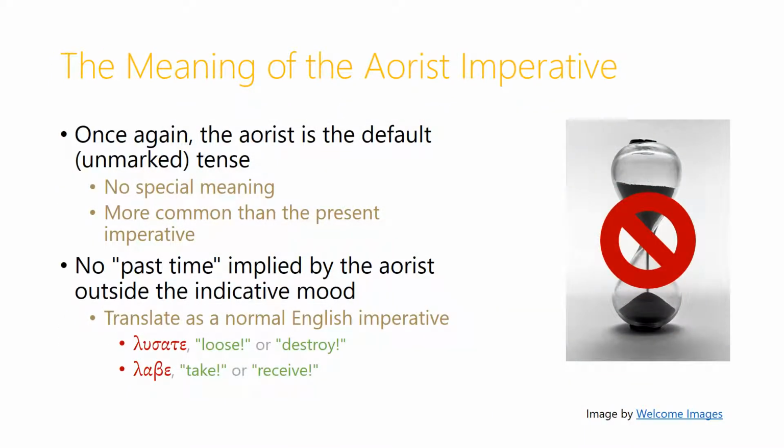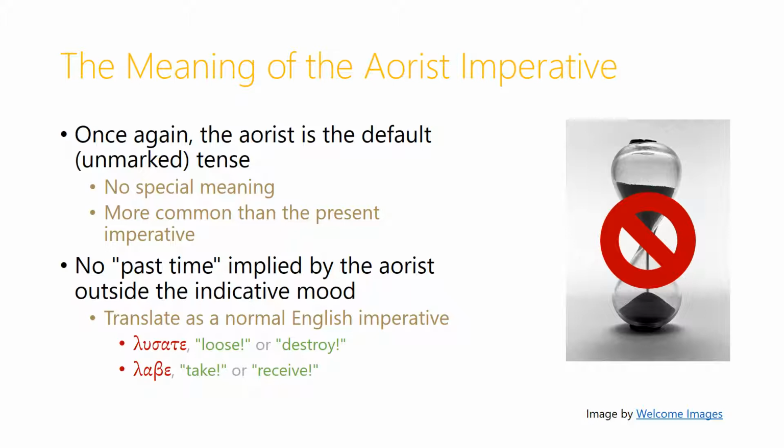What's the meaning of the aorist imperative? Like with the infinitive, the aorist is the default or unmarked tense. So again, the aorist tense brings with it no special meaning at all. And as with the infinitives, aorist imperatives are more common than the present imperatives, because the present tense actually brings with it the special nuance of present aspect. There is, and I can't emphasize this enough, no past time implied by the aorist outside the indicative mood.